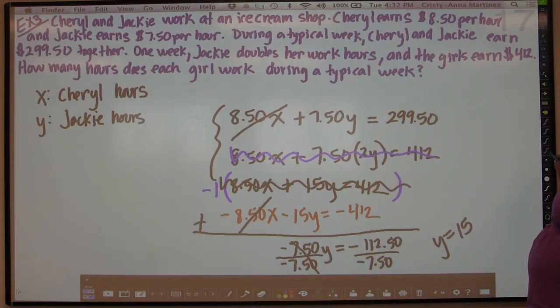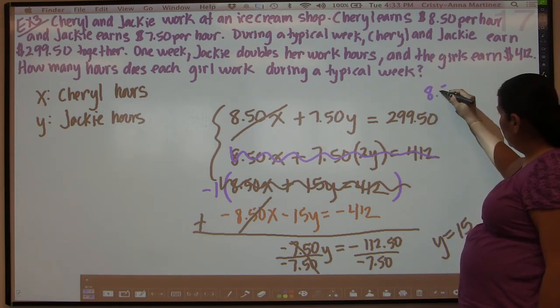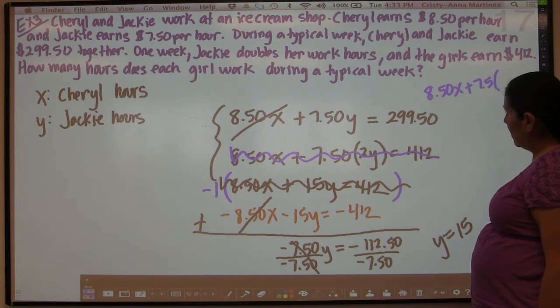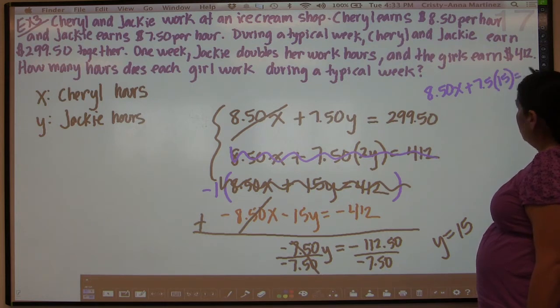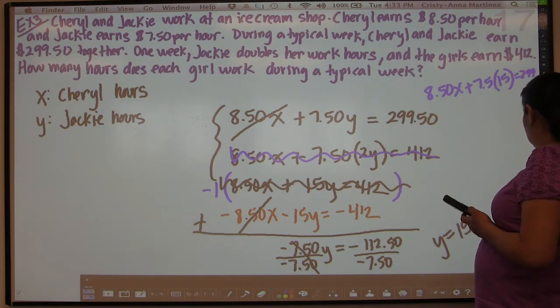So now what we need to do is plug that into one of our equations. So I'm going to go 8.50x plus 7.5 times y, which we know is 15. And that's supposed to equal 299.50. Sorry for running out of space there.